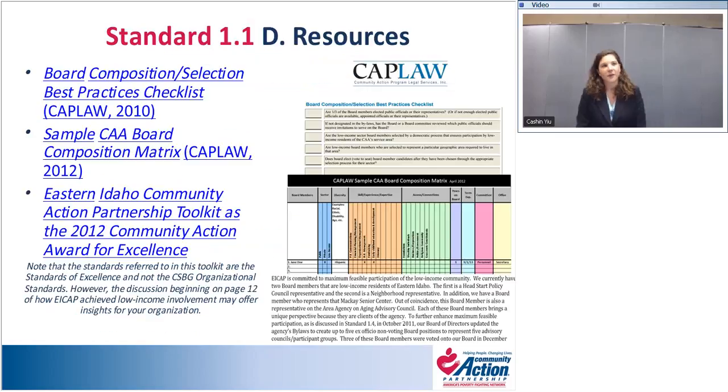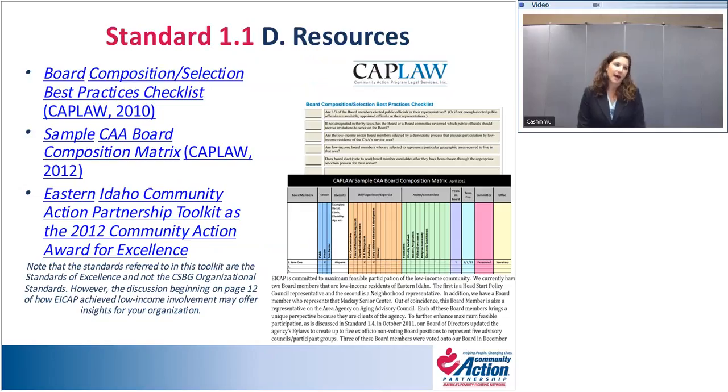So the other piece in the Beyond Compliance section is resources. I put a couple of screenshots here that are probably extremely small, but we do link to 3 resources with regards to the standard. The first is a checklist from CAP-Law. It's a couple years old, but we think it's still really valuable to think through your board recruitment process, and that's available on their website and on the CSBG TNTA Resource Center, and it's linked here as well.